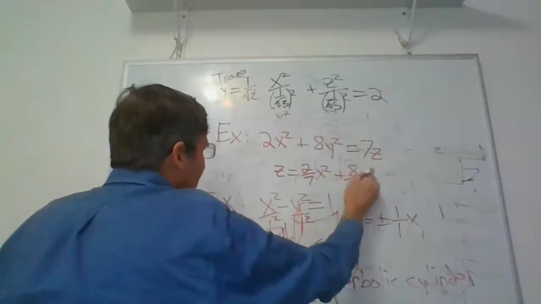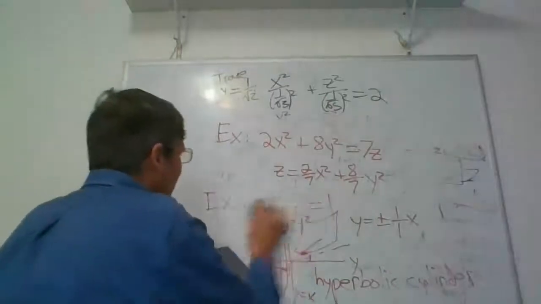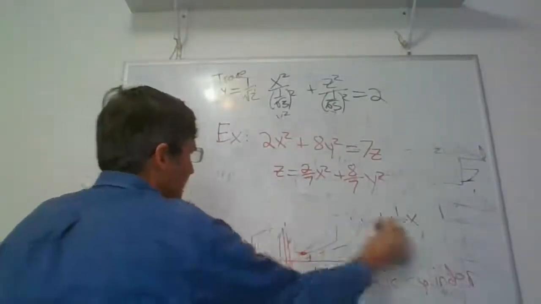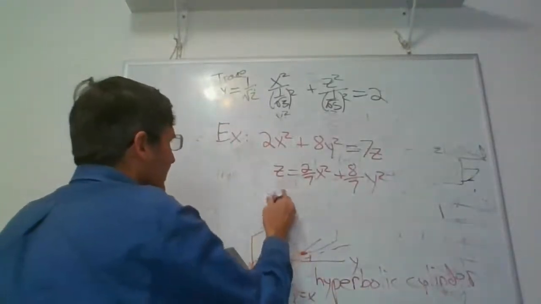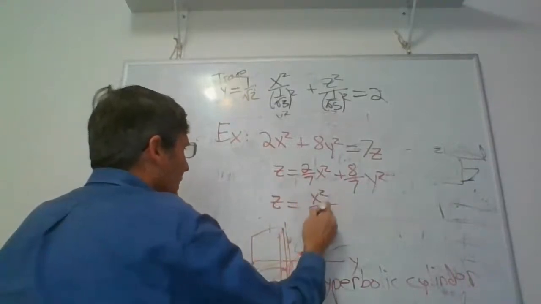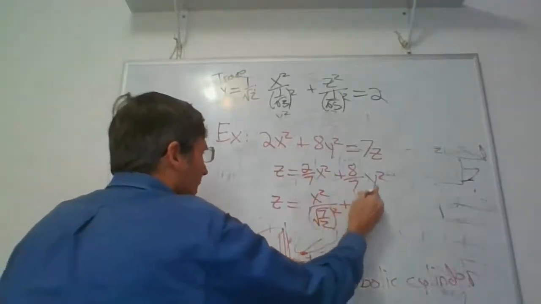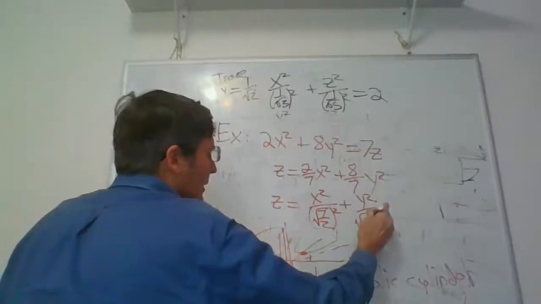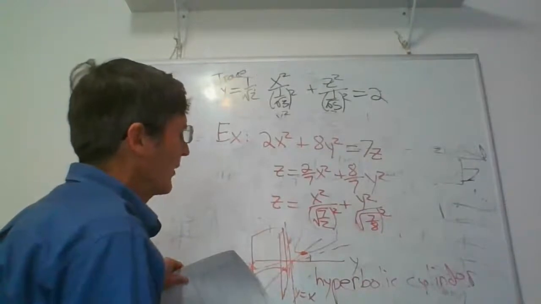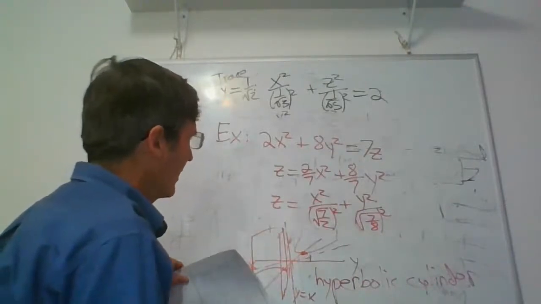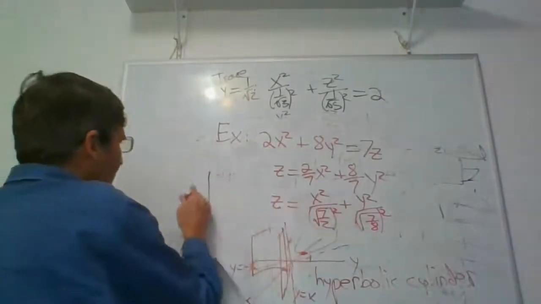Divide it through by 7 to get a standard form. Switch sides. You got z equals 2/7 x squared plus 8/7 y squared. And the trick is just to recognize that you can convert it to one of those 6 forms, or recognize it's a cylinder if a variable is missing. Now I rewrite this as z equals x squared over square root 7/2 squared plus y squared over square root 7/8 squared. Really, I should write 8 as 2 square root 2, but I'm out of time.